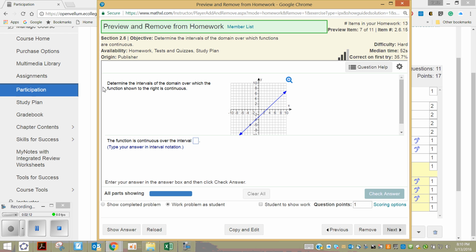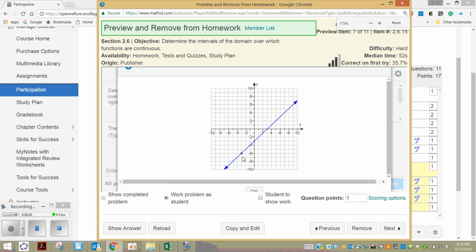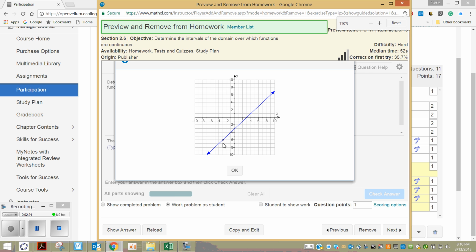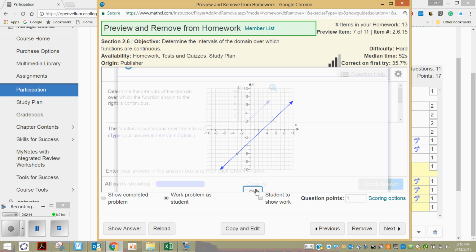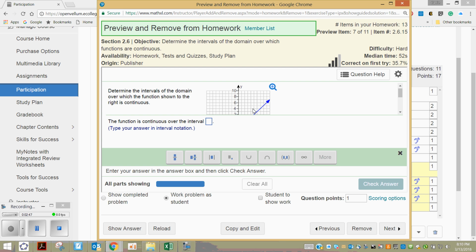so continuity, again, determine the intervals of the domain over which the function shown to the right is continuous, and you can see a little tiny hole there. Try to zoom in a little bit. It's not really zoomable. So I can see that that little hole is happening where x is -3, and everywhere else this thing looks continuous. I don't see any other holes, and this thing does stretch out towards positive infinity for x values and negative infinity for x values.